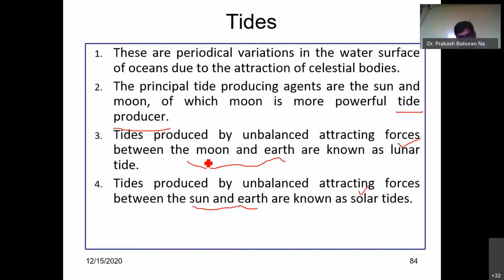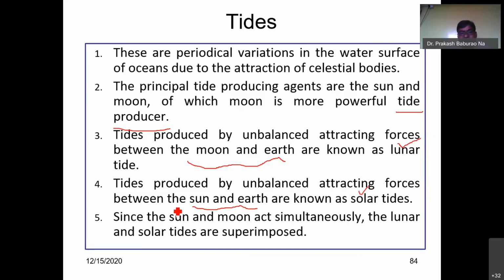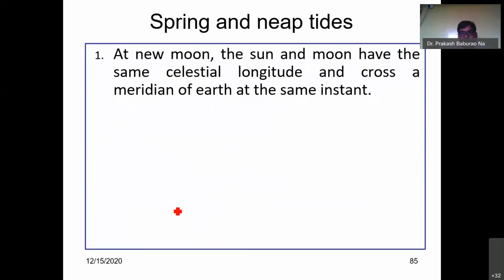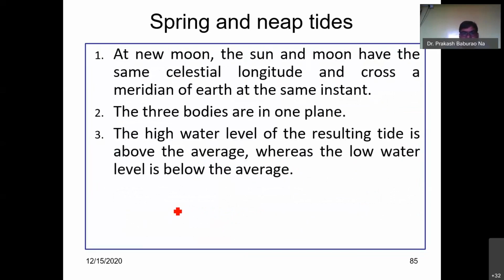Lunar tides are generated because of the moon. Solar tides are generated because of the attraction of the sun. Since the sun and the moon act simultaneously, lunar and solar tides are superimposed. At new moon, the sun and moon have the same celestial longitude and cross a meridian.